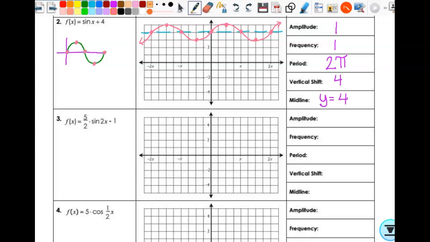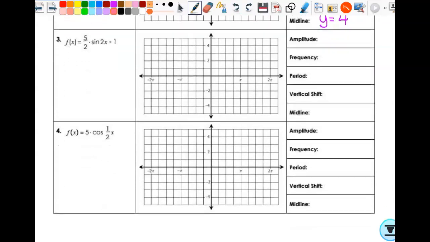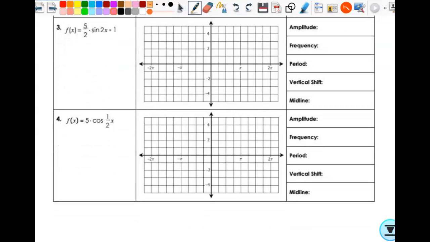All right, so let's look at number 3. What's my amplitude at number 3? Well, 5 halves, yes. So 5 halves is my amplitude because it's just the absolute value of A. My frequency is 2. So what is the period? Pi. Good, because remember that the period is 2 pi divided by the frequency. That's where you get the pi from.